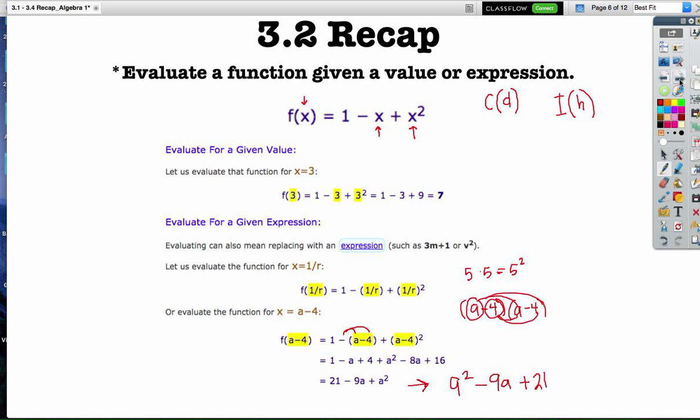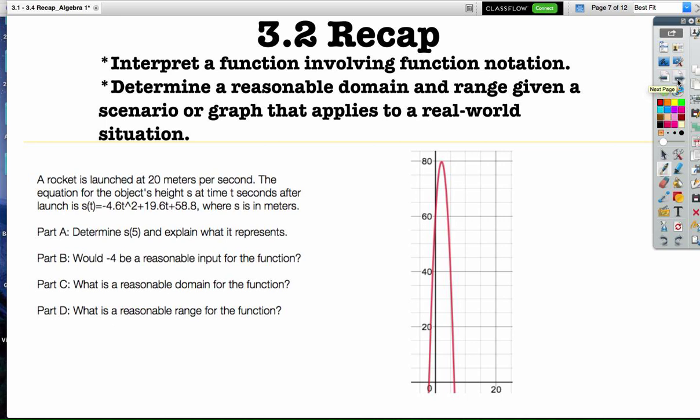The final task that we took a look at in 3.2 was now interpreting the function if it involved function notation and determining a reasonable domain and range if you were given a scenario or a graph that applies to a real world situation. And so we did the Desmos activity, and we had a couple different examples, but the basis was just now that it's applying to something. If they tell you to put the number in for the variable, we'll do that and work it out regardless of what the function looks like.